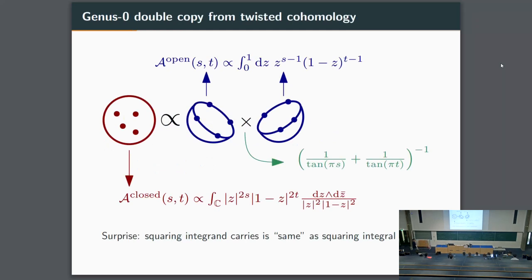So everybody in this room is probably familiar with a picture like this, where we have some sort of sphere integral with some marked points as a bilinear in disk integrals. And so the amazing thing is that this sphere integral, the integrand is just the square of this disk integral. And so in some sense, squaring the integrand is the same as squaring the integral up to these very important functions coming from the KLT kernel, and that's essentially what we're interested in today. What are these guys in green at genus 1?